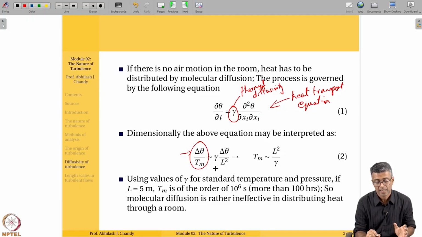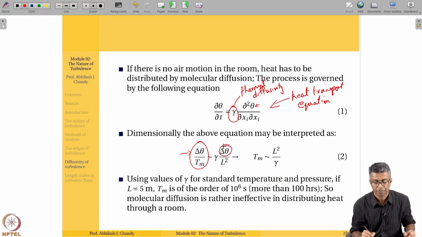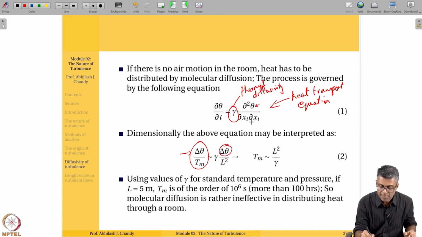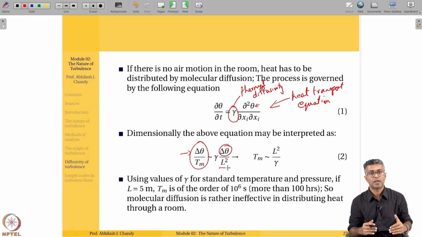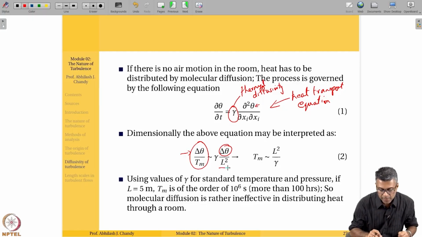I keep that as such, multiplied by delta theta over L squared, because I again have del squared theta here. So on the right hand side too, I will have delta theta divided by del xi. My order of magnitude analysis allows me to write this as L squared, because I'm doing an order of magnitude analysis. So each term I'm writing in terms of its order of magnitude.